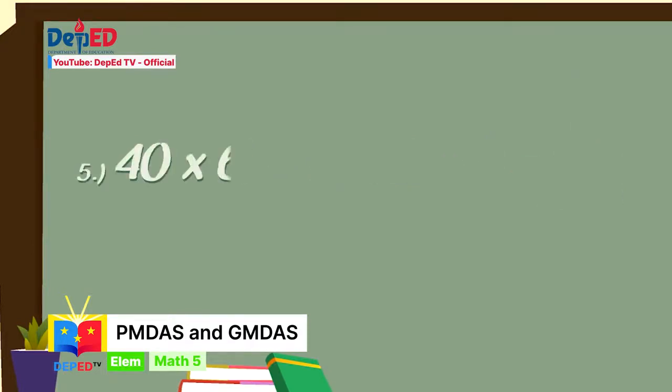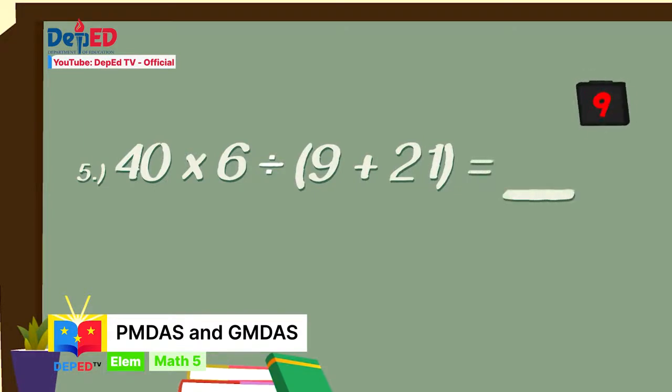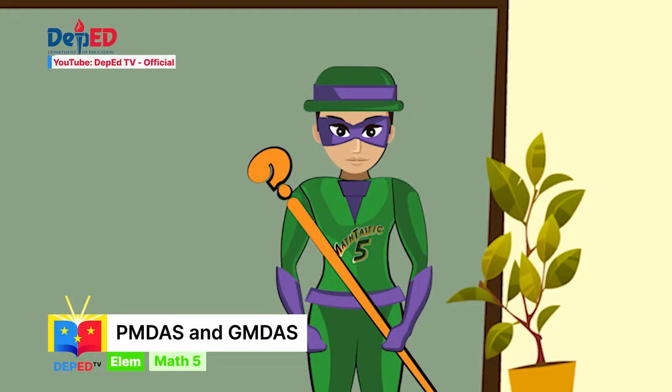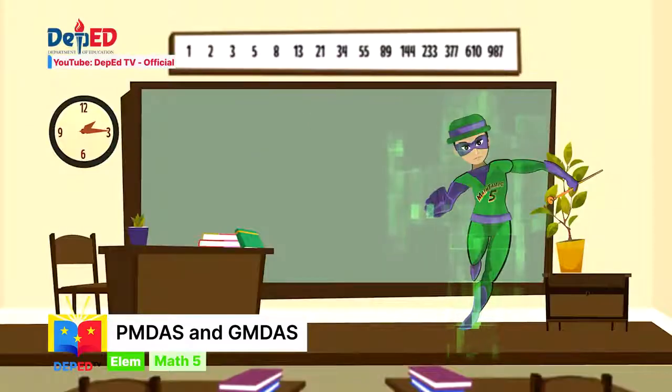40 times 6 divided by open parenthesis 9 plus 21 close parenthesis equals blank. The answer is 8. Wow! Impressive, Math Heroes! You did amazing! The next time we meet, the drills will definitely be harder. Be ready! Up, up, and away!